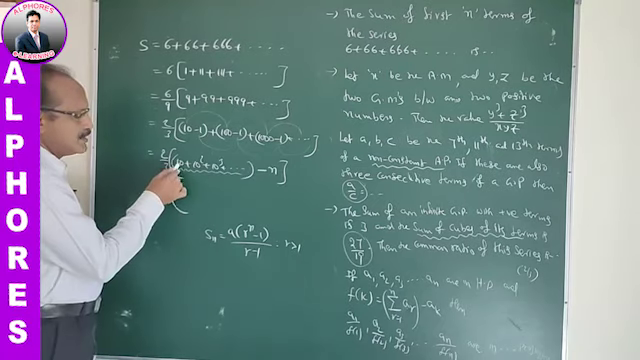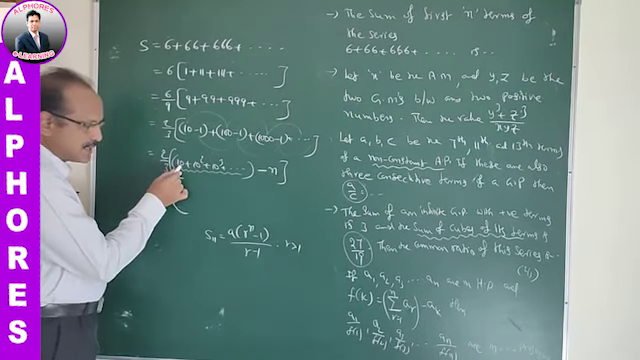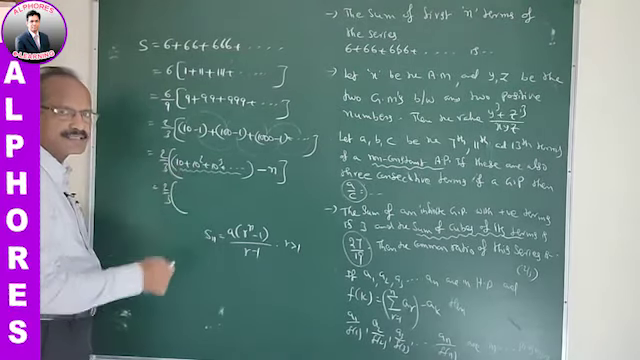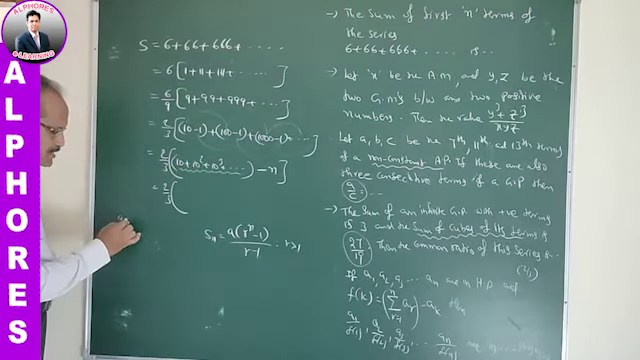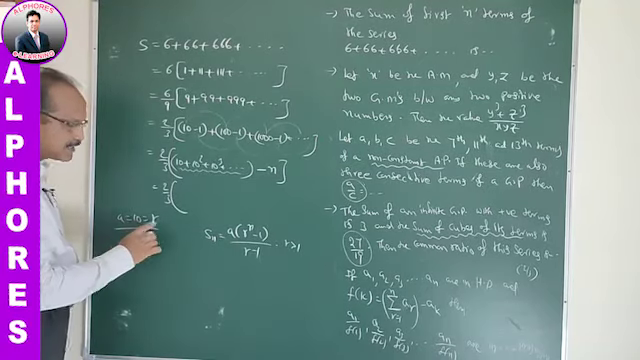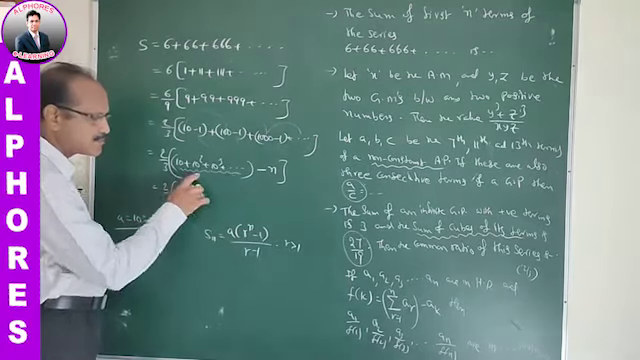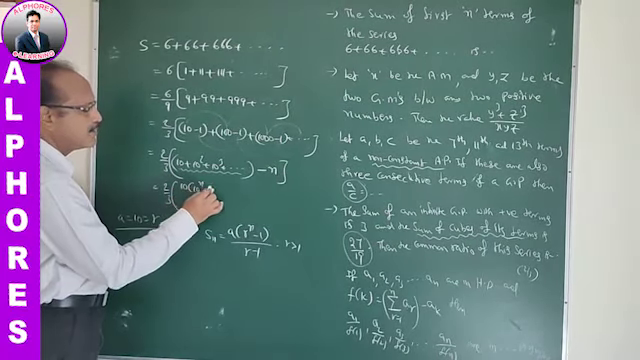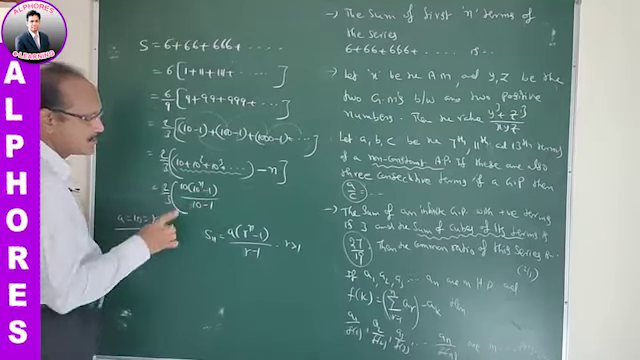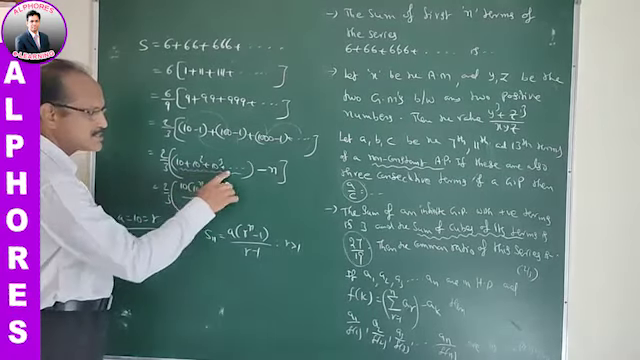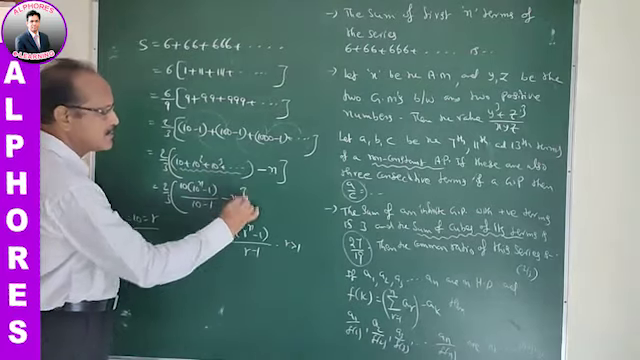Here the first term a is 10, and the common ratio t2 by t1 is 10 square by 10, that is 10. So a is 10 and r is also 10. Substituting a and r in this formula, you will get the sum to n terms of the series. That is 10 into 10 power n minus 1 by 10 minus 1, a into r power n minus 1 by r minus 1. Our sum is minus n as it is.